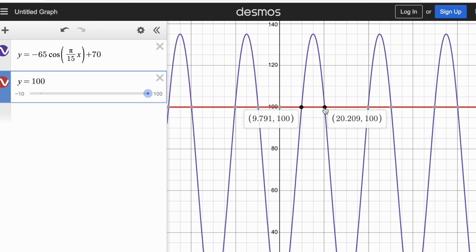This could be seconds, I guess. It just depends. It doesn't specifically say. So whether it be seconds or minutes, in between 9.791 and 20.209, we are above the 100-meter mark. So by subtracting these two values, we are determining how long we are above that 100-meter mark.